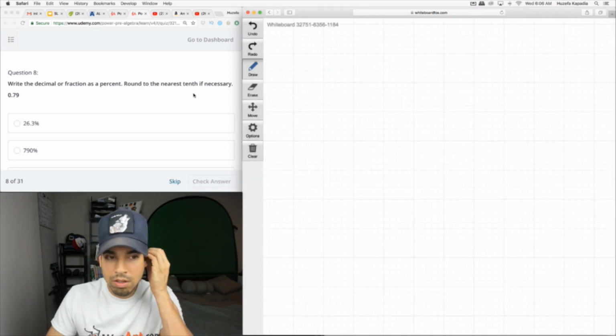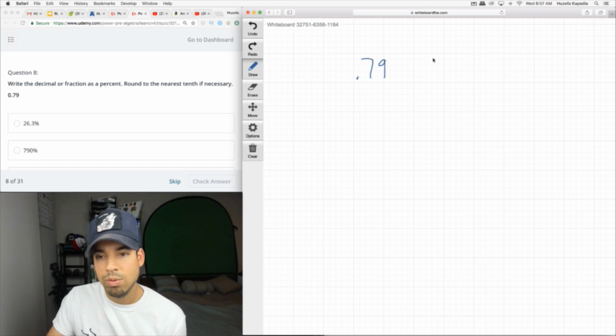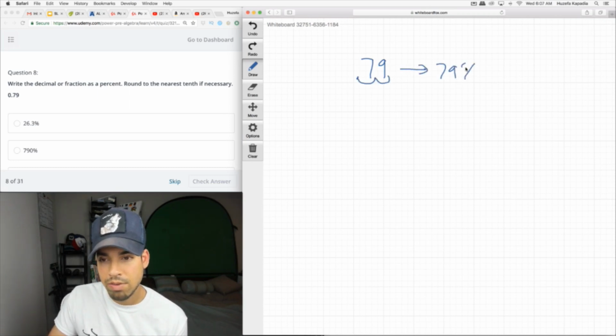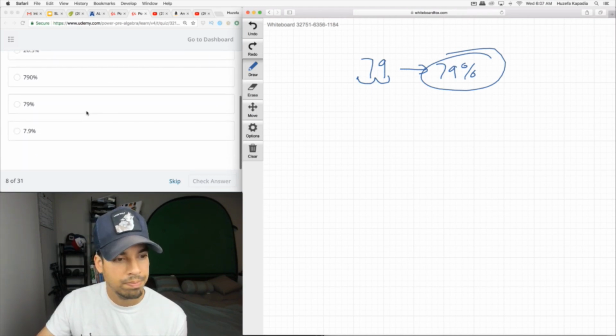Boom. Now this is a decimal. How do we write this as a percentage? These are the nicest ones. To convert it to a percentage, we just go 1, 2, and 79%. Very nice, very straightforward.